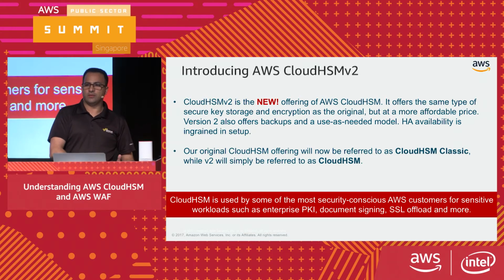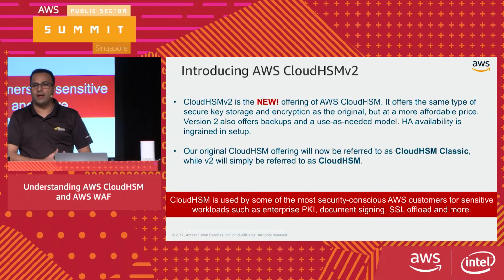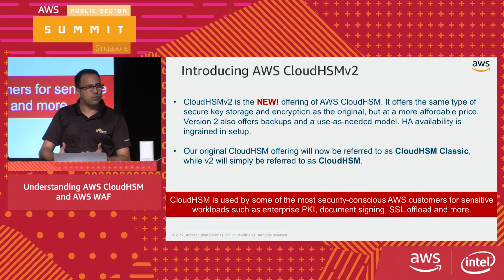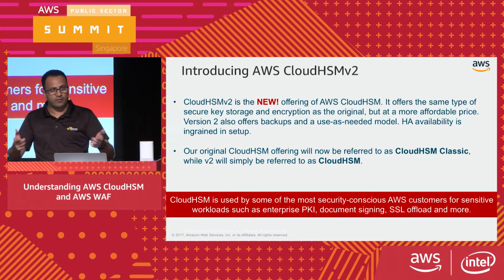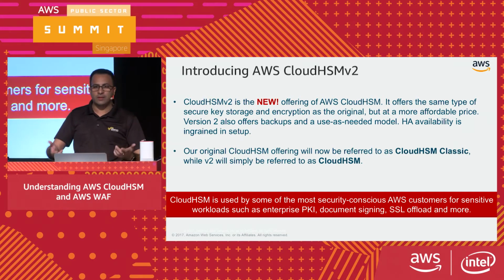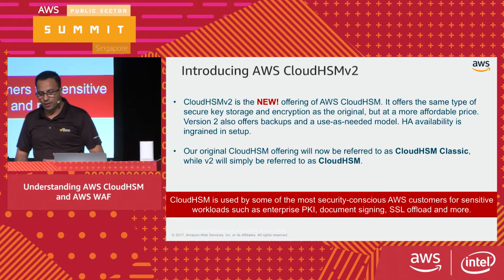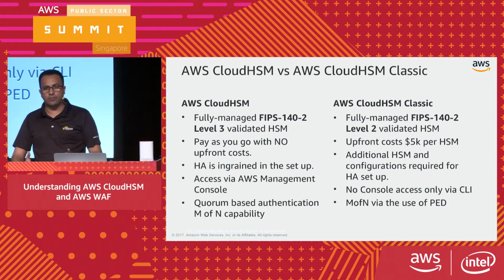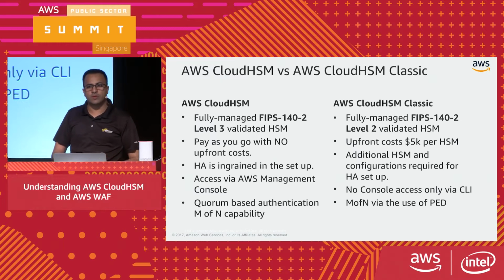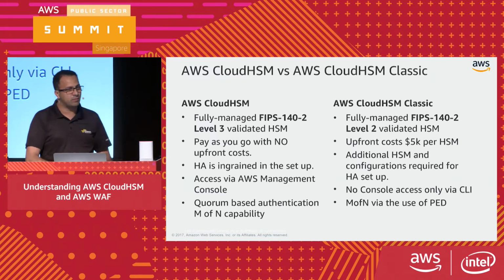So the predecessor to this Cloud HSM was a Cloud HSM offering which used the SafeNet and Gemalto appliance, right? It was a physical appliance housed in the AWS data center. That has now been replaced by the new Cloud HSM service, and the previous service is called Cloud HSM Classic. So let's look at some of the differences, why we moved to a new service, and what the key advantages are for you as a customer.